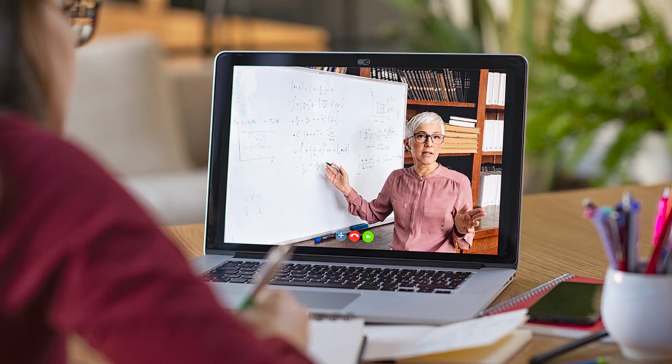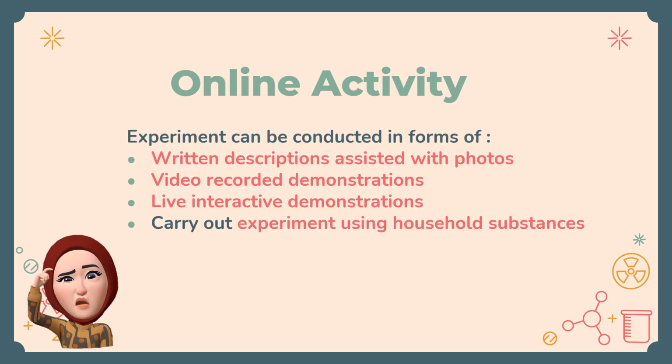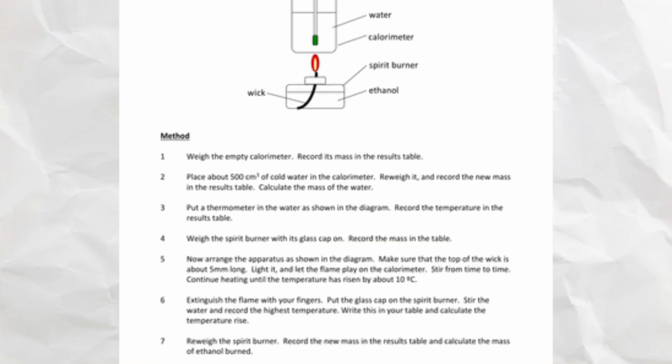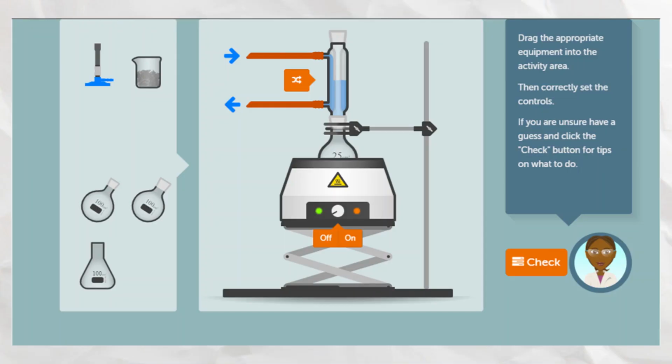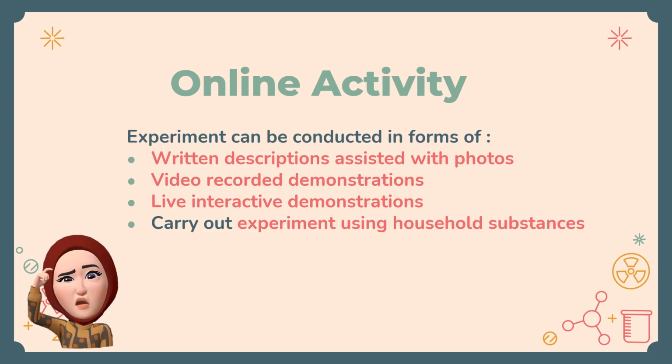Technical progress and the development of modern information and communication technologies, ICTs, created a wealth of opportunities to introduce students to practical aspects of chemistry during distant learning lessons. Experiments can be introduced in the forms of written descriptions assisted with photos, video recorded demonstrations, and live interactive demonstrations. As an alternative, students can carry out experimental work at their homes by using household substances.